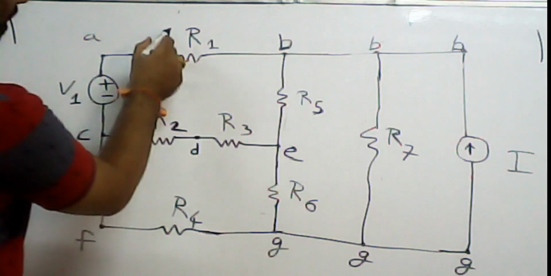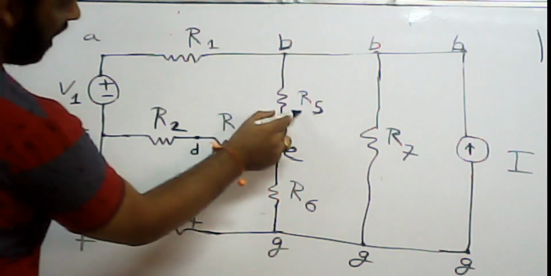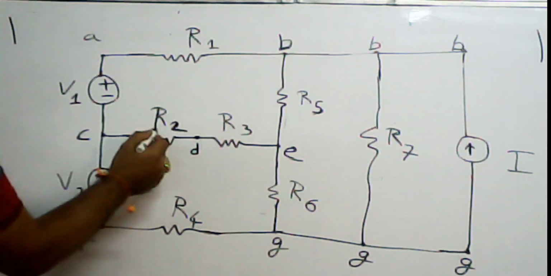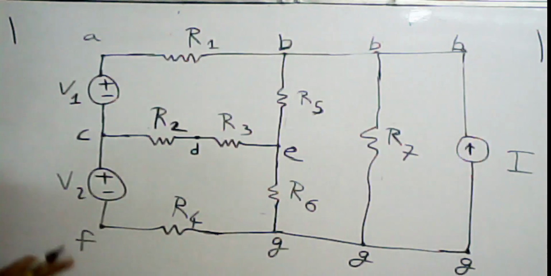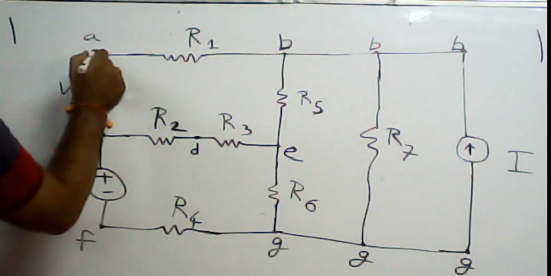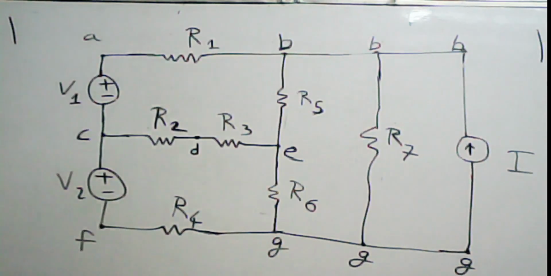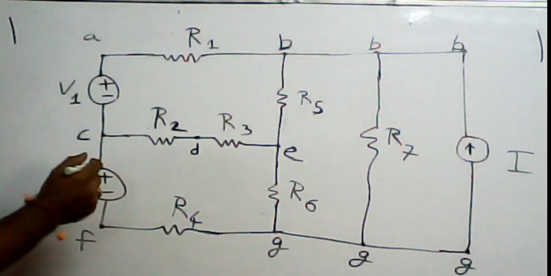B, in a similar manner, is joining R1, R5, R7 and I, four elements. So B is also an essential node. D is joining only two elements, R2 and R3, so it is not an essential node. A is joining only V1 and R1, so it is not an essential node. So we have only four essential nodes.